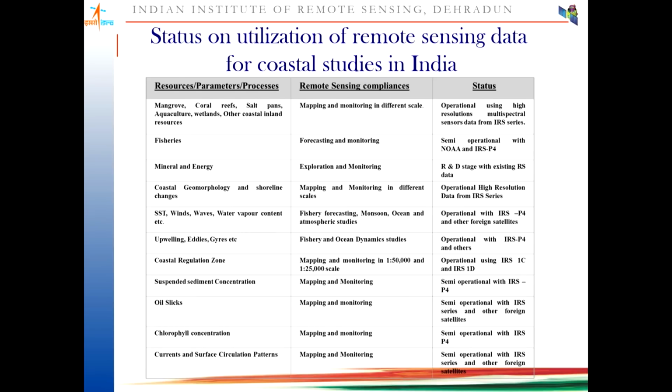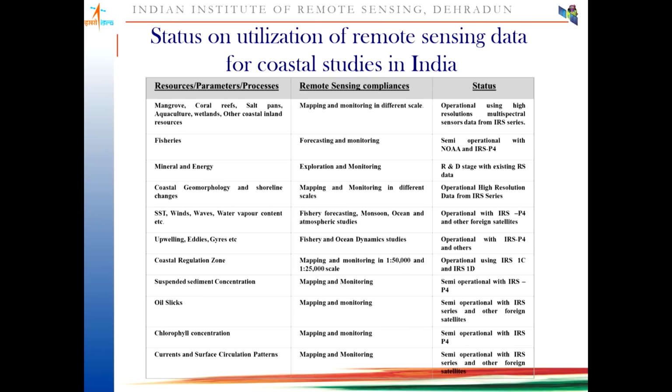Fishery forecasting and monitoring is semi-operational using NOAA AVHRR data and IRS-P4. IRS-P4 we use for ocean color, which gives information on the phytoplankton, and NOAA AVHRR for the temperature. This is semi-operational, as I told, because the algorithm for getting the chlorophyll for case 1 and case 2 water is different. So it's a semi-operational stage. Algorithm fine-tuning is going on so that it can be more robust.